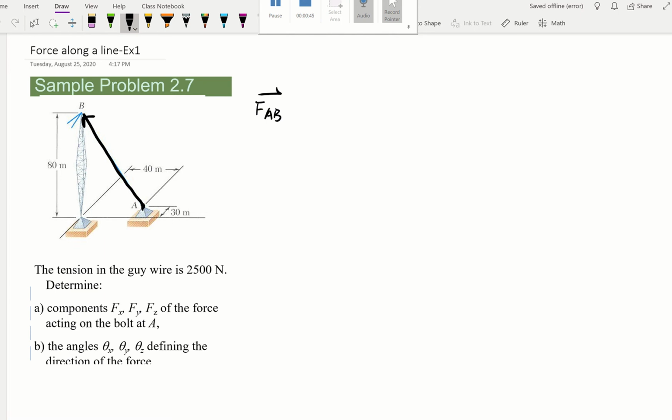They want us to find out each component. That's essentially a force along a line problem, because at the end you're going to write this in IJK form, and those will be our Fx, Fy, Fz. They also ask for the angles theta x, theta y, theta z. That's the beginning concept we learned. If you know Fx, can you find theta x? Remember, cosine theta x is equal to Fx over force magnitude. Yes, then we can.